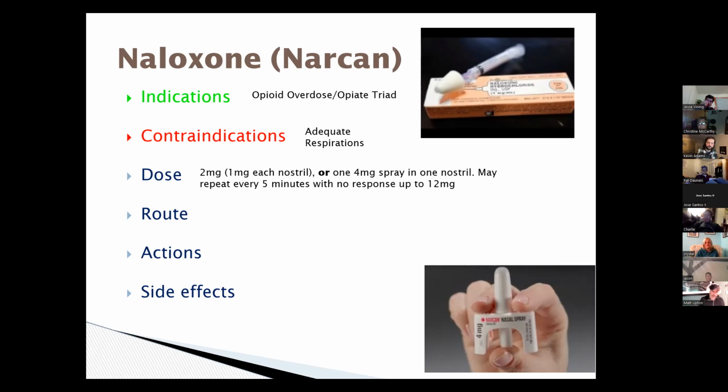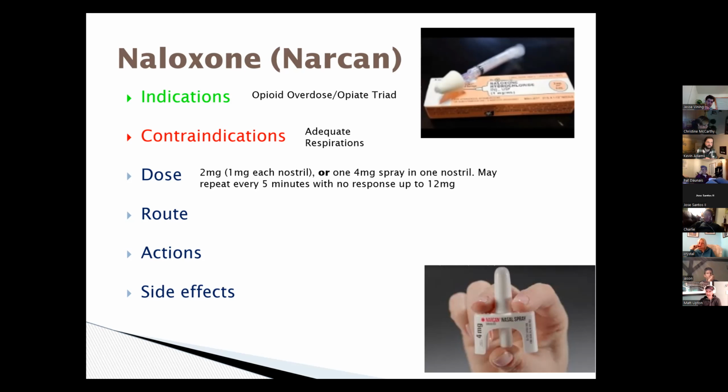But for you guys, what you will have to do is give 2 milligrams via this or 4 milligrams via this. Both are intranasal, and you can repeat up to 12 milligrams every 5 minutes as symptoms persist. So you can either give 6 of these every 5 minutes up to 12 milligrams, or you can give 3 of these.